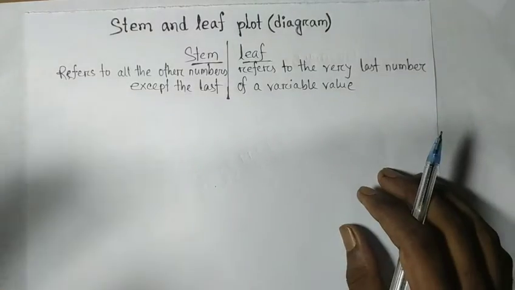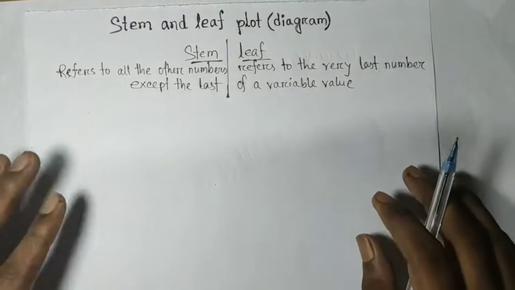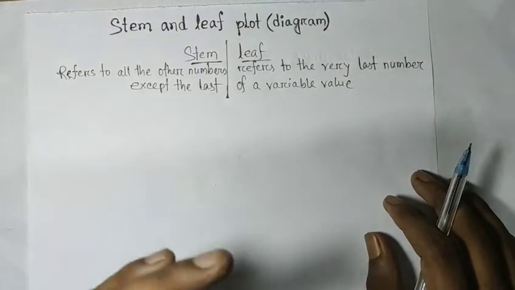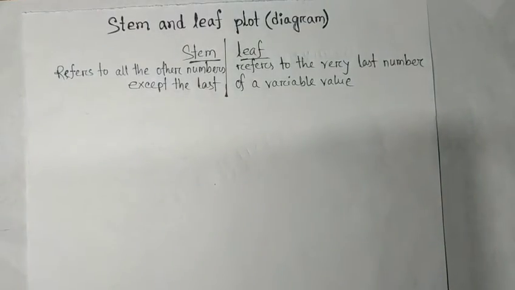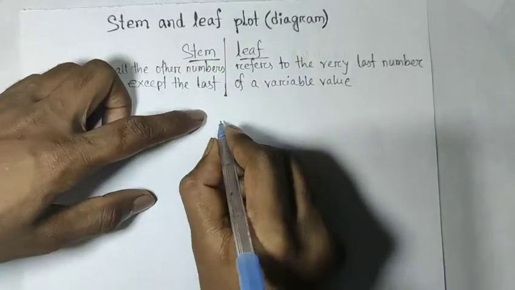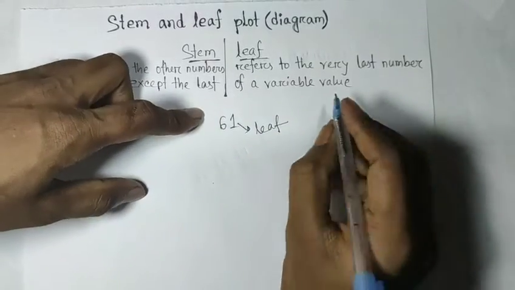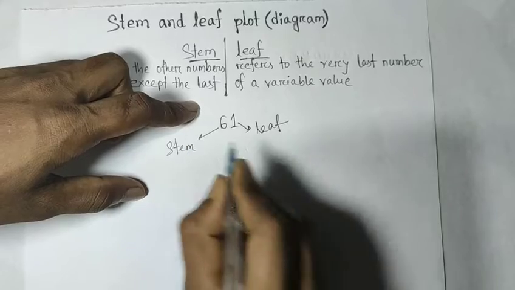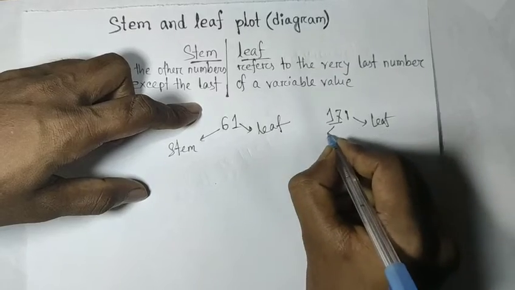A stem plot is a type of chart that shows how individual values are distributed within a set of data. That means it's a way of summarizing a set of data measured on an interval scale. In a stem and leaf diagram, stem refers to all the other numbers except the last, and the leaf refers to the very last number of a variable value. Let's take an example: if we take the number 61, then 1 will be the leaf and 6 will be the stem, and same for 171. The 1 will be the leaf and 17 will be the stem.